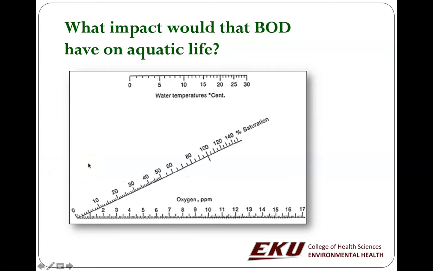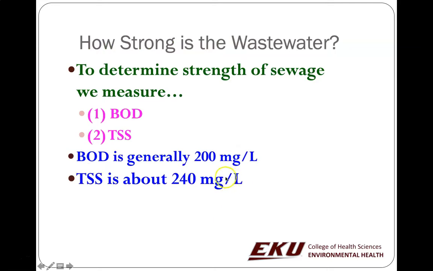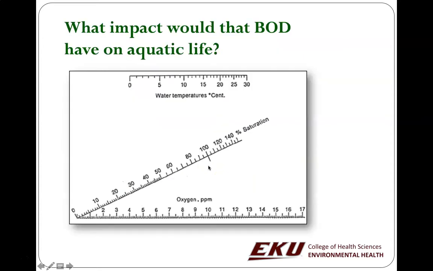So what impact would that BOD have on aquatic life? The typical BOD for wastewater coming into a plant, we call it the influent, might be 200 milligrams per liter. And again, it can be higher.